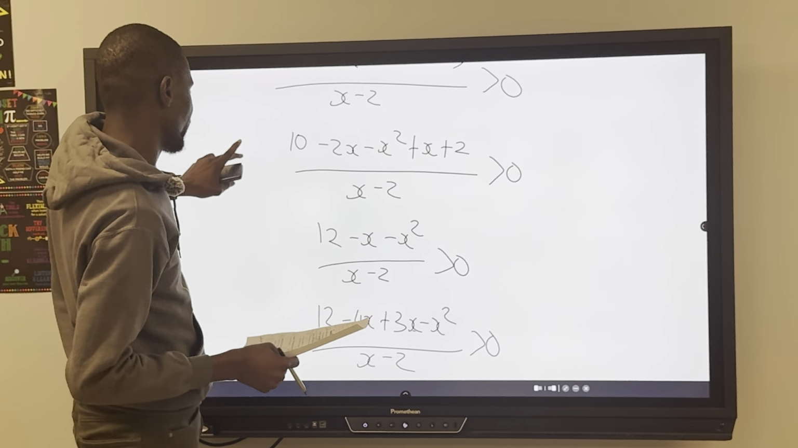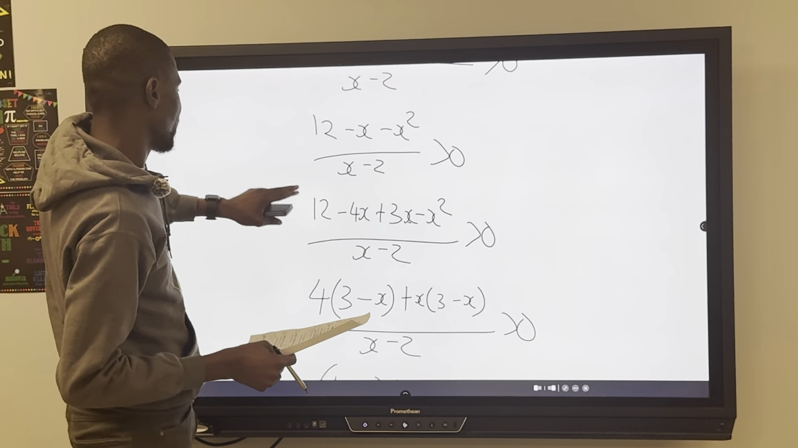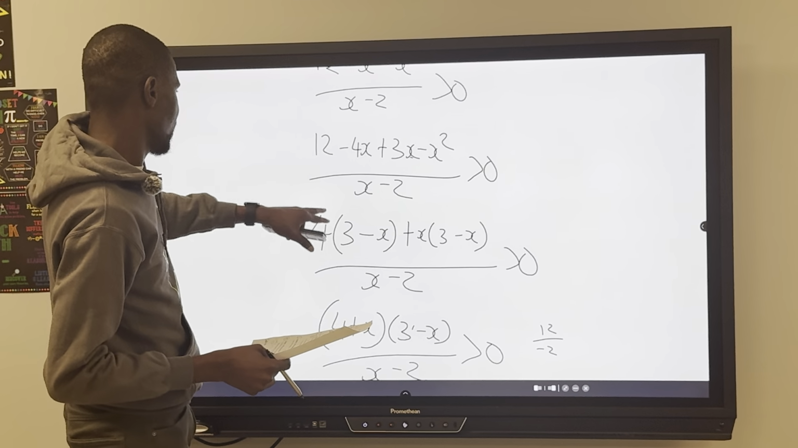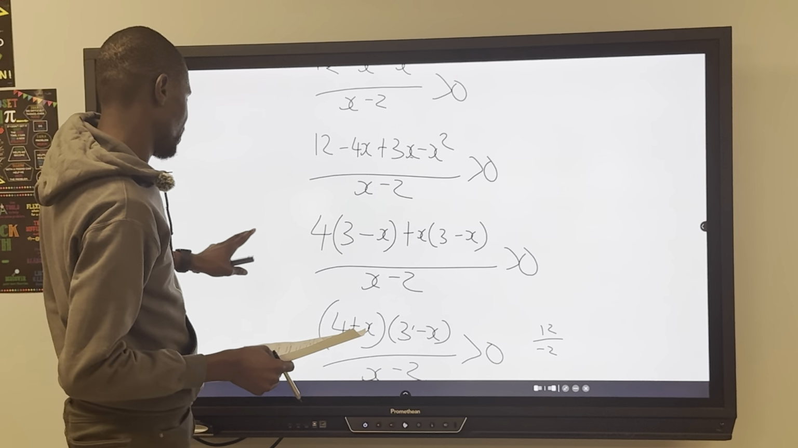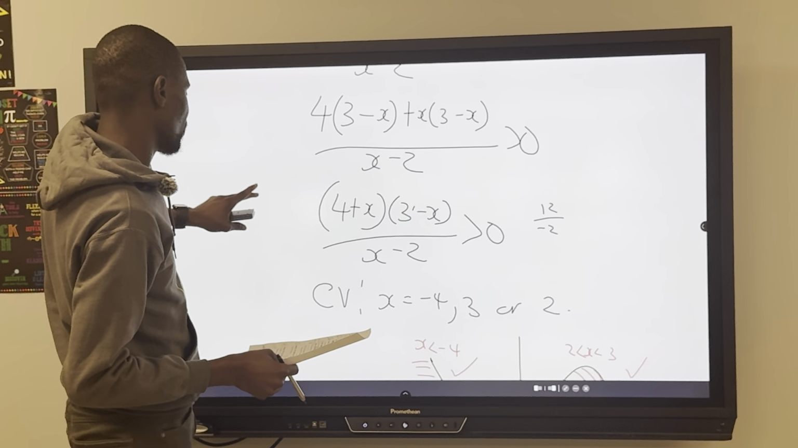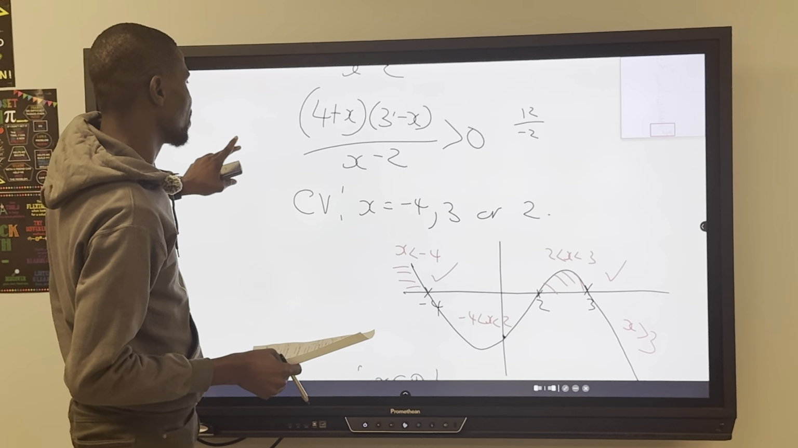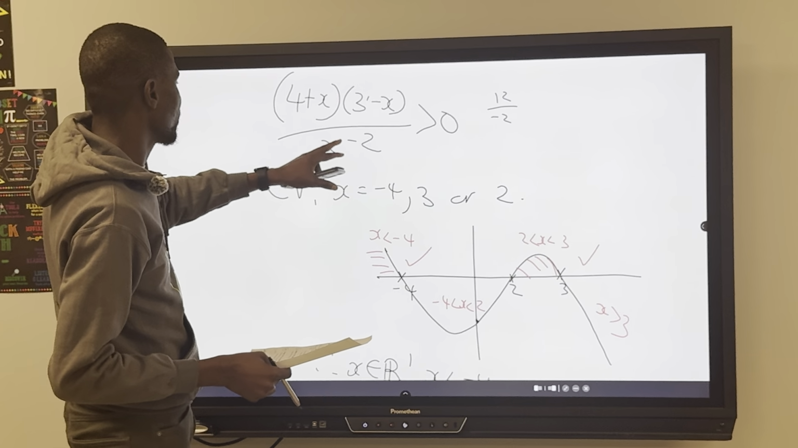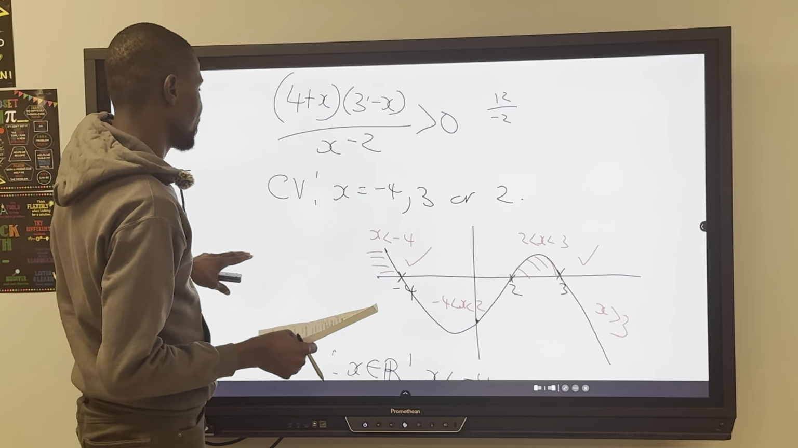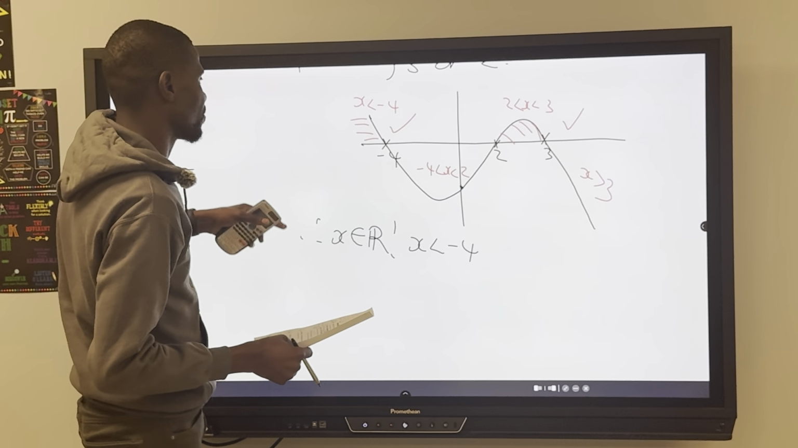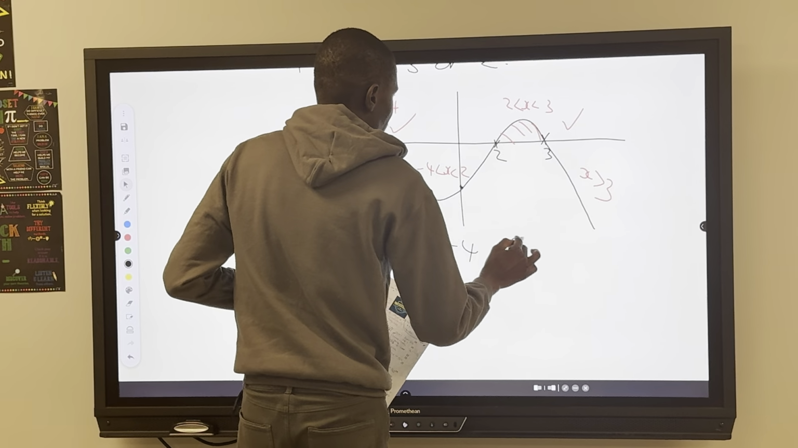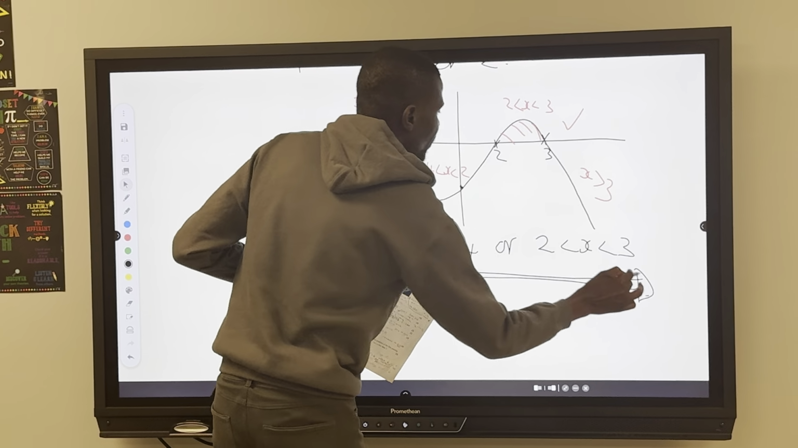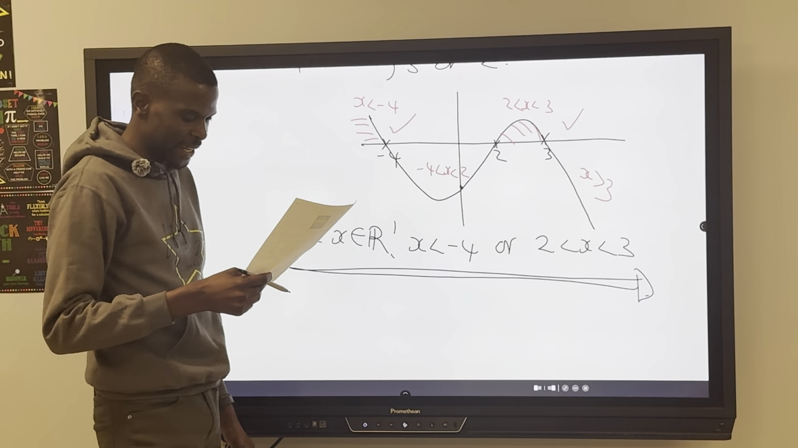Negative x minus x squared, factors of negative 12 are negative 4 and 3, right? Yes, so if I take out that, the 4, 3 minus x, so x is equal to 3, x is equal to negative 4, or x is equal to 2. So when x is 0, this is positive, negative, so it is negative, so it passes through that. Since we want it to be greater, so x is less than negative 4, or 2 less than x less than 3. All right, I believe that's the solution here.